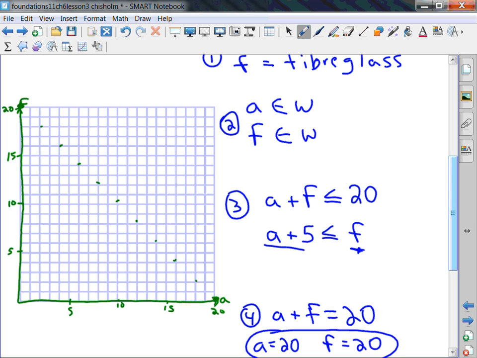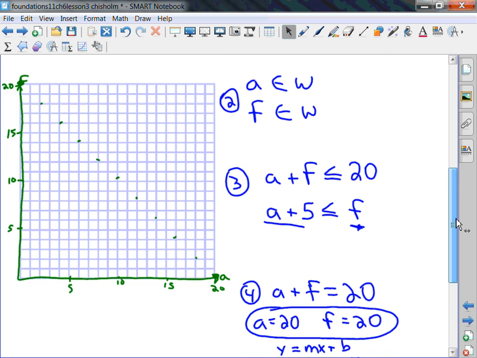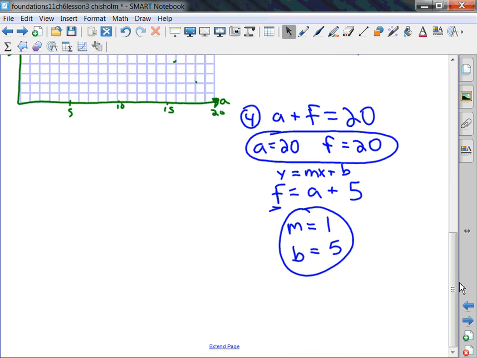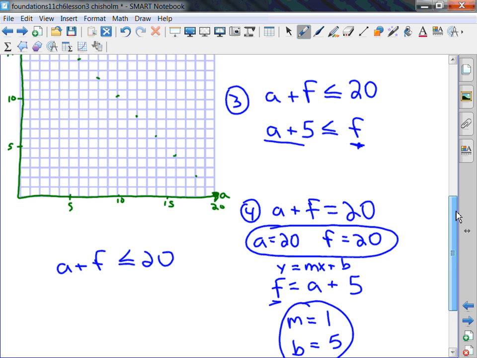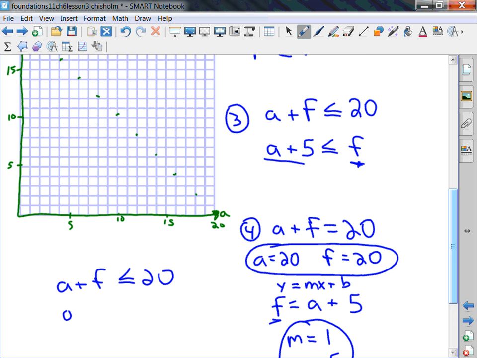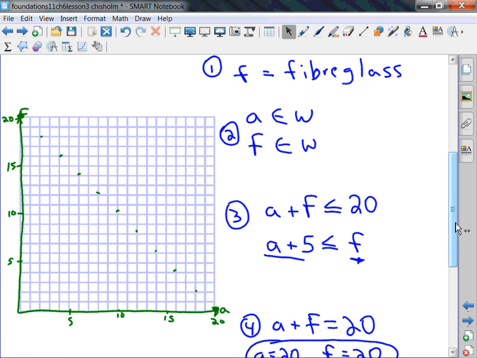Now the next thing we have to do is determine which side of that line we're going to be shading. To do that, we can test a point. A plus f is less than or equal to 20. That was the inequality that we just graphed. So we can test our origin, 0, 0. That means a is 0, f is 0. Add those together, it should be less than or equal to 20. 0 is less than or equal to 20, which is of course a true statement, which means the origin is in the solution region. So we are to shade below that line.